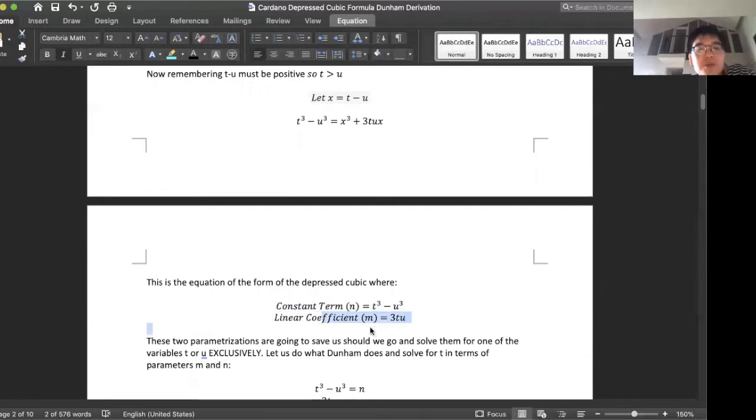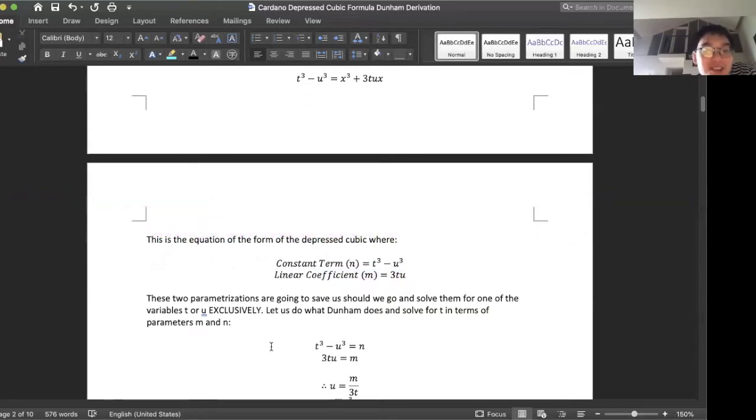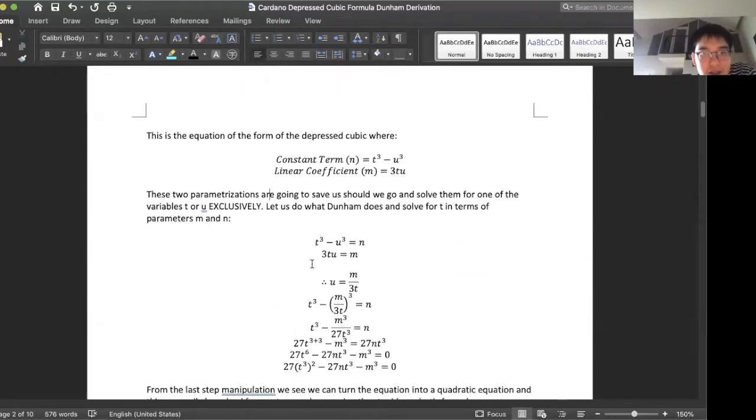Now, these 2 parameterizations are going to save us. T and u are variables, whereas m and n are constants. So we are going to solve for both t and u in terms of m and n through a series of substitutions. So this is what we're going to do. We have n over here, and we have m. For this expression, make u the subject, so you end up with m divided by 3t.